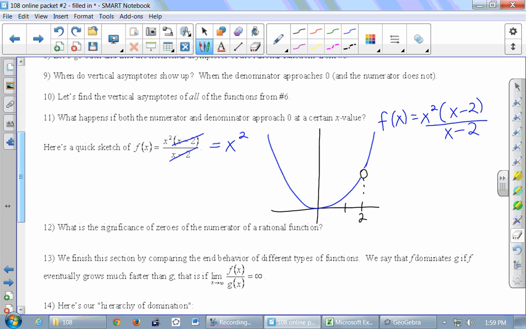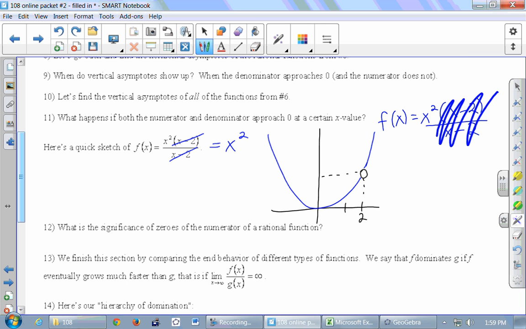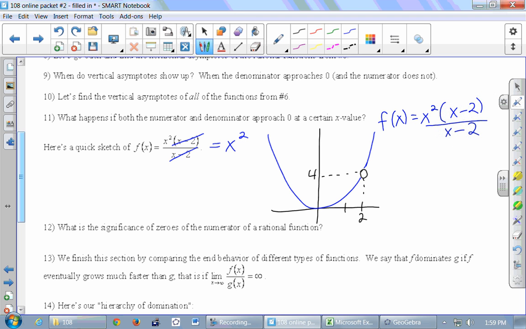And if you want to be really precise, you can actually figure out the y coordinate. So how are we going to find the y coordinate? Well, you can't plug x equals 2 in because then you're dividing by 0. So what we'll do instead is plug x equals 2 into the thing that you get when you cancel those guys. So plug x equals 2 into just that function, x squared, and we get 2 squared, which is 4. So the hole happens exactly at the point 2 comma 4.